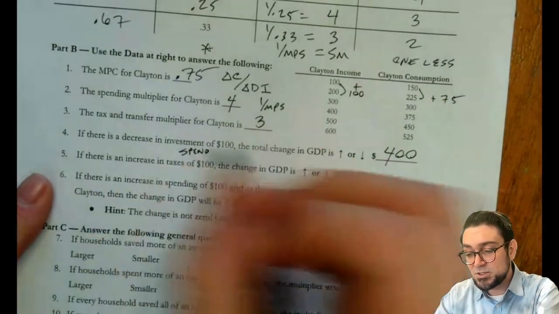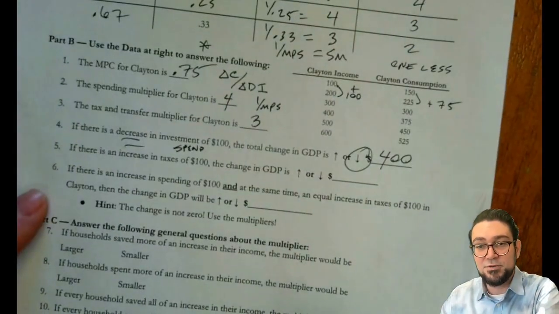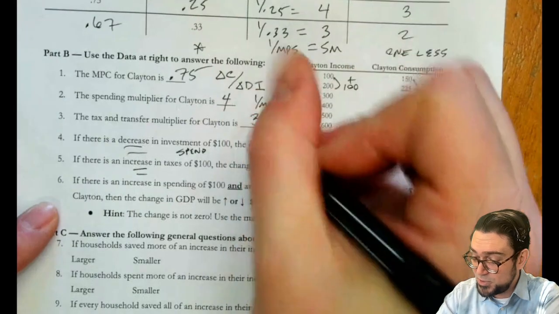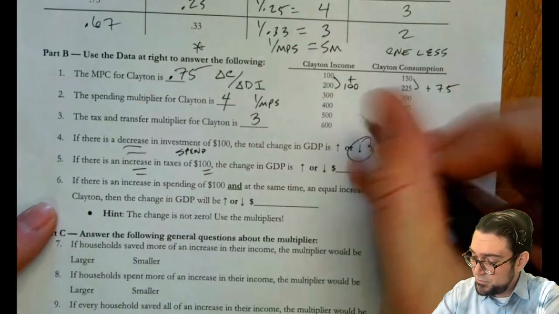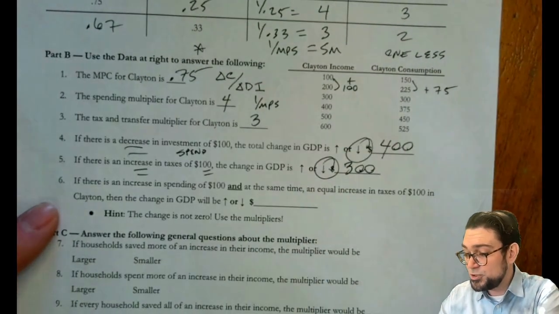Is that going to be less or more? It's going to be less, so it's a decrease of 400. If there's an increase in taxes of 100, we're going to use the taxes and transfers multiplier. We just used that, 3. So 3 times 100 is 300, and we're raising taxes, so that's going to lower GDP.